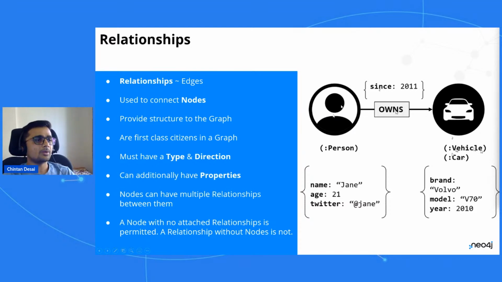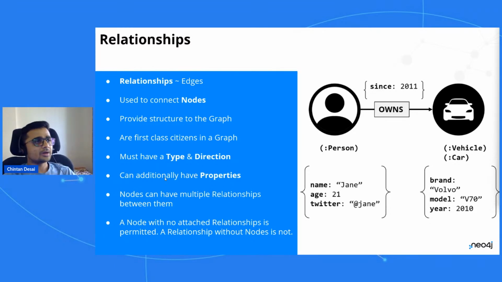In case of relationships, they have a type. Here we have a type that is owns, and it has a direction. It is going from person to vehicle, so the person owns the vehicle. Direction and type both are important. Relationships also have properties on top of them. Here you can see that since 2011 the person is owning this car. The person has some properties, the car has some properties, and the relationship, the owns, also has some properties.